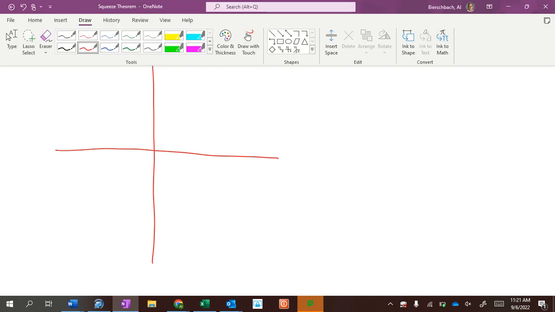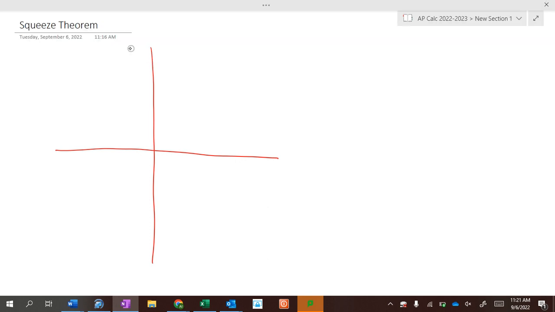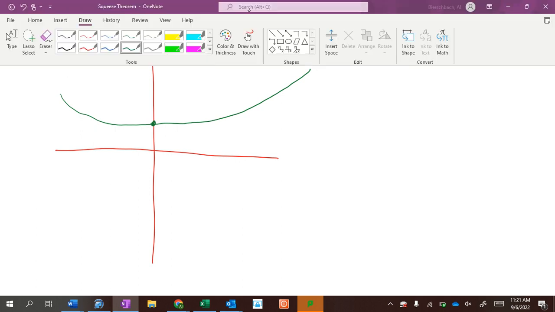All right, I'm going to get colorful today. I'm going to grab green. Now, let's say there's a function that looks kind of like this. Okay? Now, let's say we wanted to find the limit at 0. But we're having an incredibly tough time finding the limit at 0 for some odd reason. Now, the squeeze theorem says this.